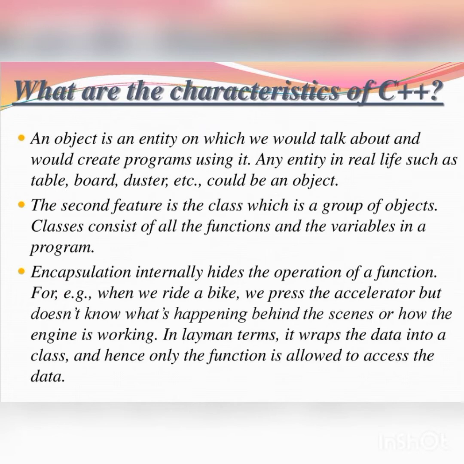What are the characteristics of C++? An object is an entity on which we create programs. An entity in real life, such as a table, board, duster, etc., could be an object. The second feature is the class, which is a group of objects.